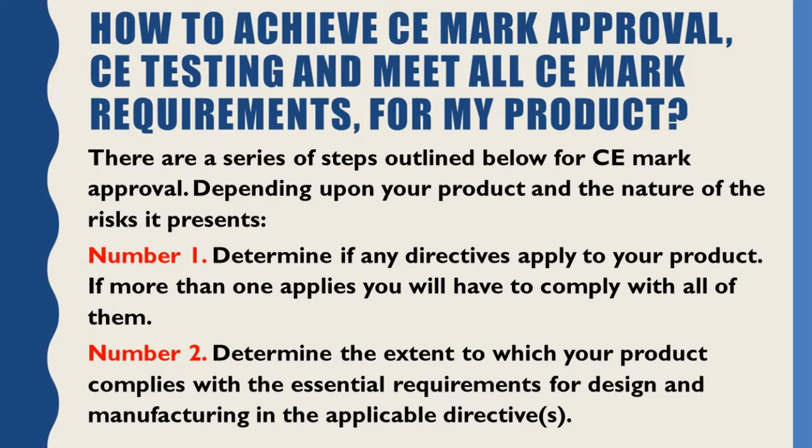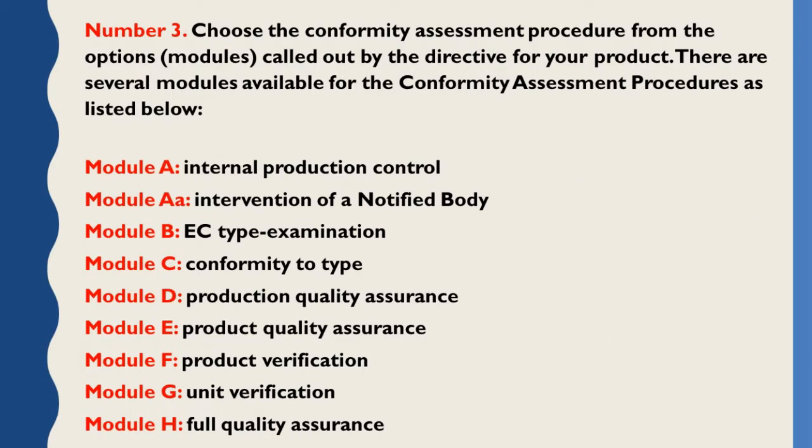Number 2. Determine the extent to which your product complies with the essential requirements for design and manufacturing and the applicable directives. Number 3. Choose the conformity assessment procedure from the options modules called out by the directive for your product. There are several modules available for the conformity assessment procedures as listed below.